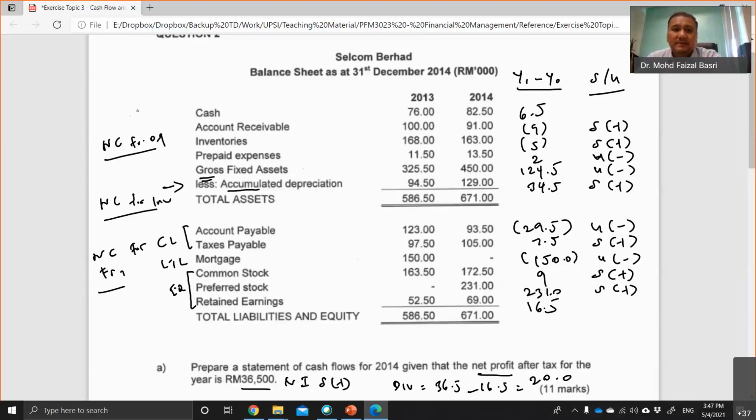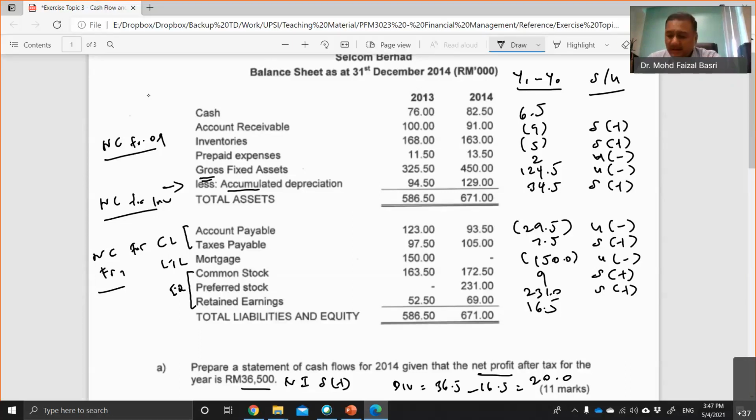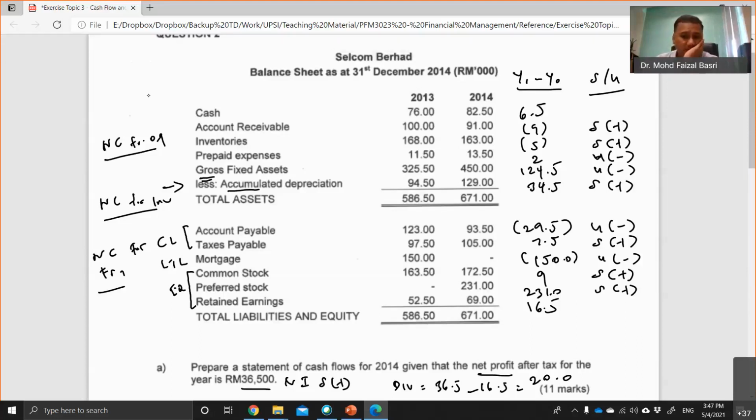Can anybody give me the net cash from operating activities? You have all the figures here.